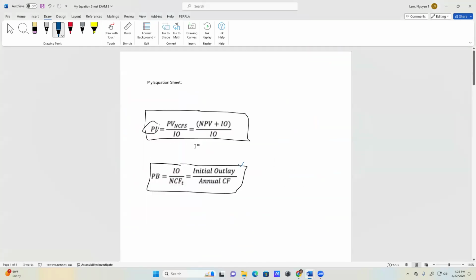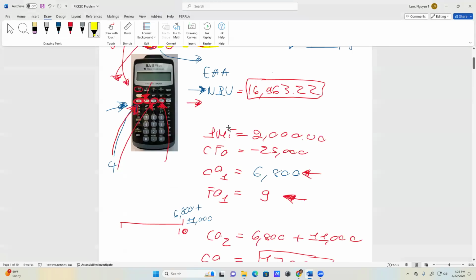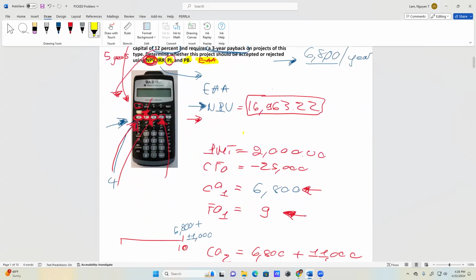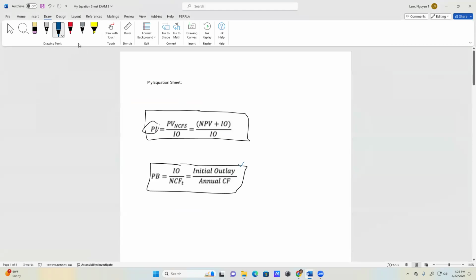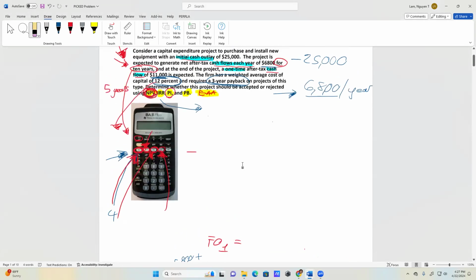So PI, like I said, the formula will not be provided on the test. So you have to know that it's equal to NPV plus initial outlay divided by initial outlay. The NPV we have already gone through. One good thing to point out as well is the PB. In this problem, you could find the PB as initial outlay divided by annual cash flow. Initial outlay we have, annual cash flow is also given, so we can find the PB.